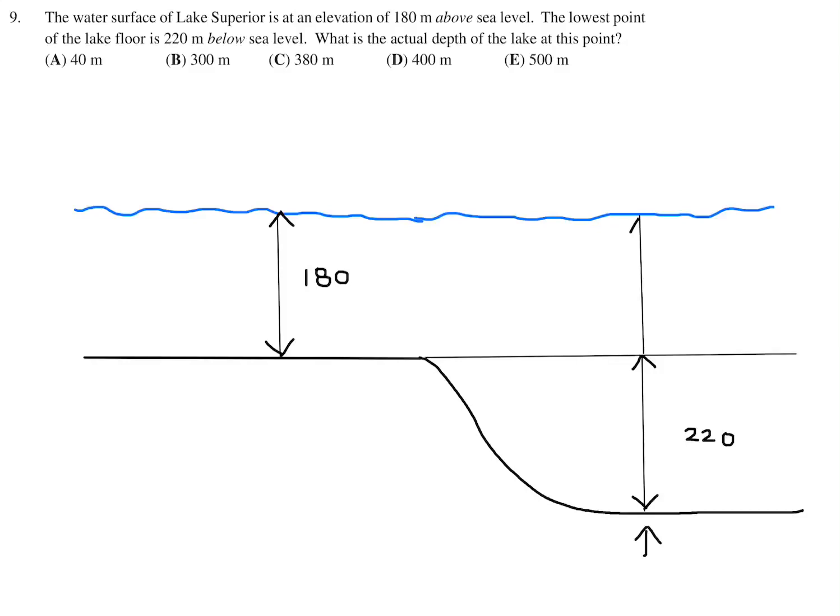So we just add up those two numbers. So the depth of the lake at the point where it is 220 below sea level, you would add up 180 and 220. So that would be 180 plus 220, which is 400. So number 9, the answer is D.